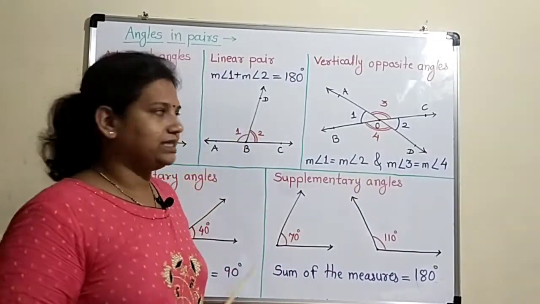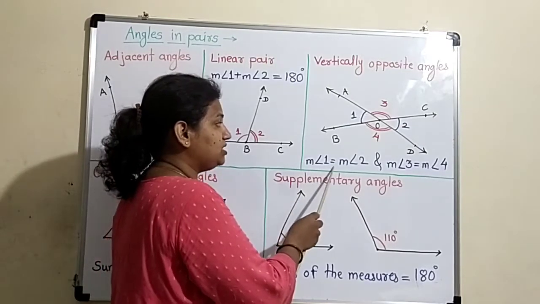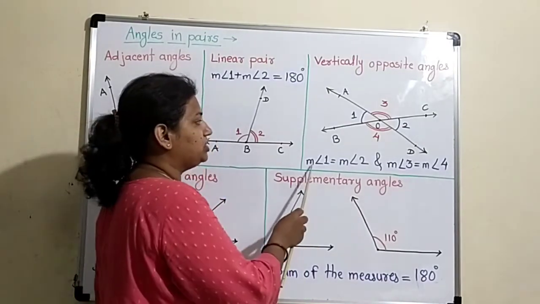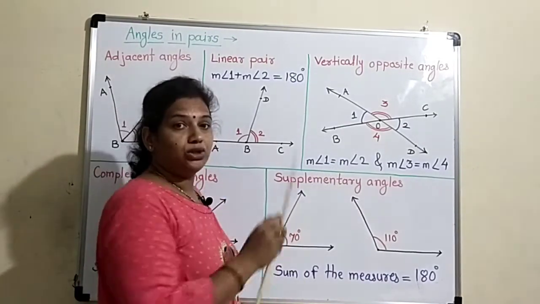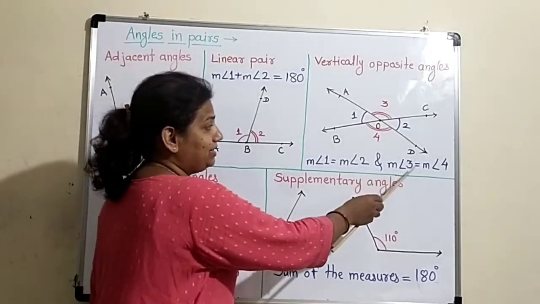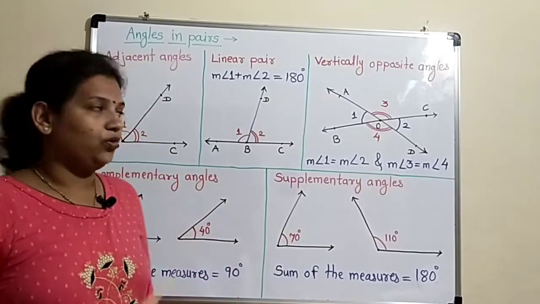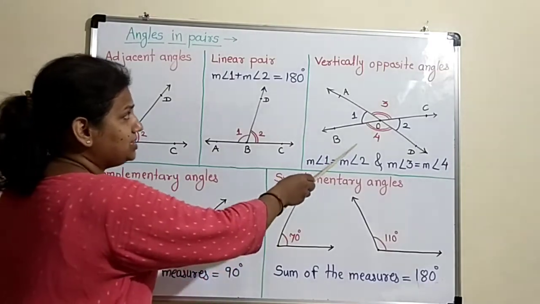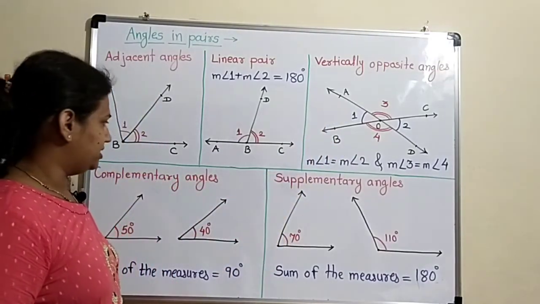They are non-adjacent angles and their measures are always equal. Measure of angle 1 is equal to measure of angle 2. Measure of angle 3 is equal to measure of angle 4. So they are said to be vertically opposite angles.